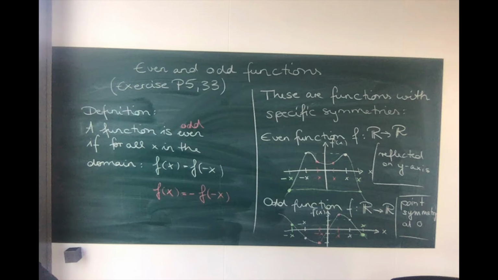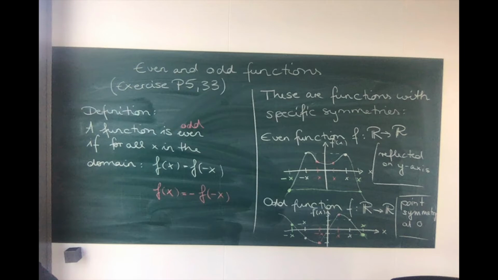So for the x and the minus x, that is white, a bit difficult to see, but green x and green minus x, in each case, the y value should be the same for the x and the minus x. That is saying the function is reflected on the y-axis. So these are even functions.